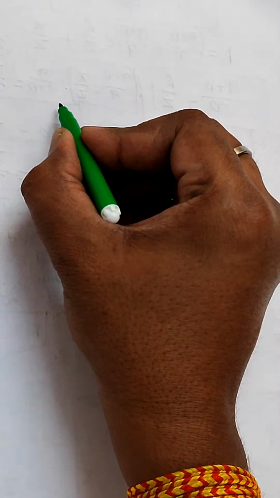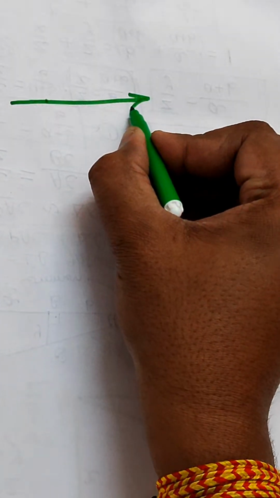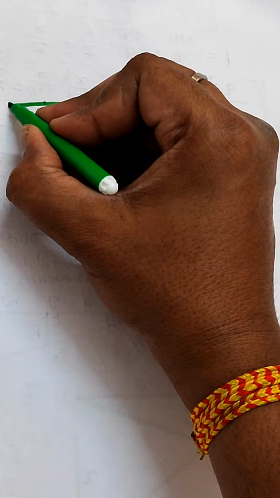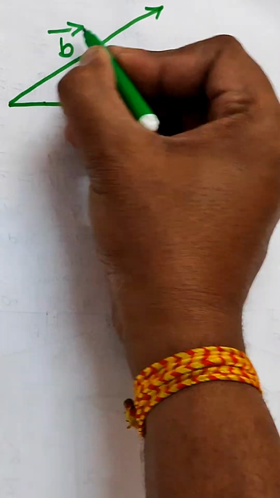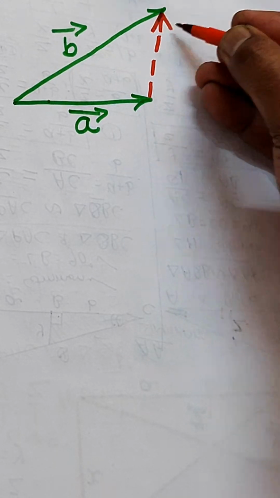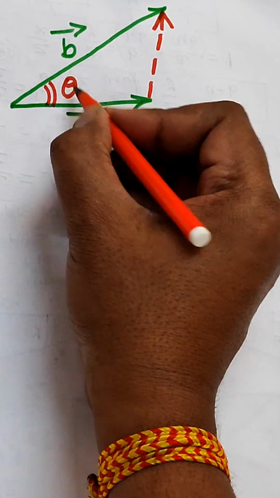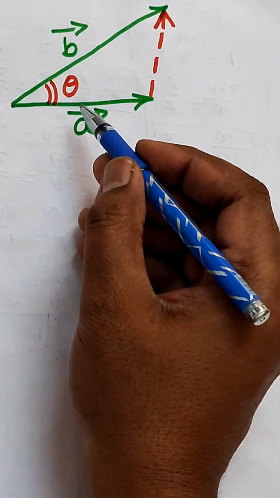So let's say this is one of the vectors A, and this is another vector B, and this is the resultant vector. If this is making an angle of theta, that means the angle between these two vectors is theta, then we need to find the angle theta.